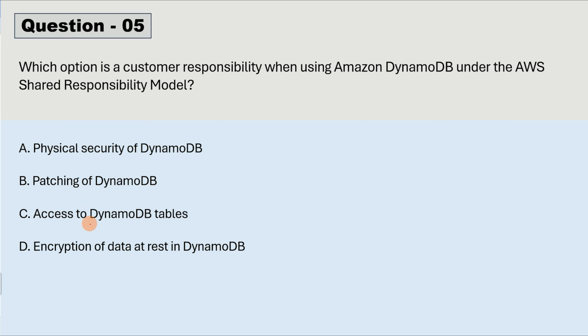Now question number 5. Which option is a customer responsibility when using Amazon DynamoDB under the AWS shared responsibility model? So here are the options. Physical security of DynamoDB, patching of DynamoDB, access to DynamoDB tables, encryption of data at rest in DynamoDB. So which is the customer responsibility? Physical security? Not at all, because that is managed by AWS. So AWS will take care of physical security. Patching of DynamoDB? You can think about it. Access to DynamoDB and encryption of data at rest. So you can take your time to guess the correct answer.